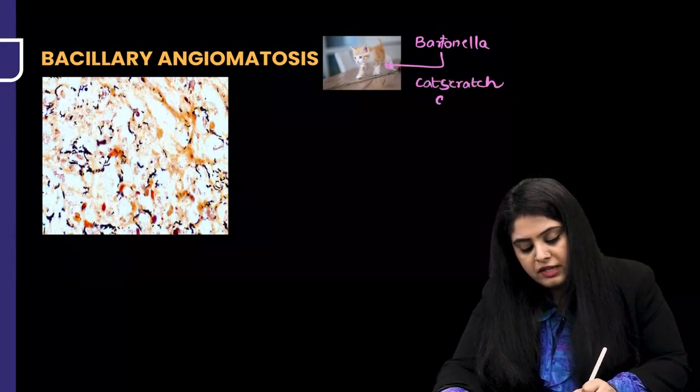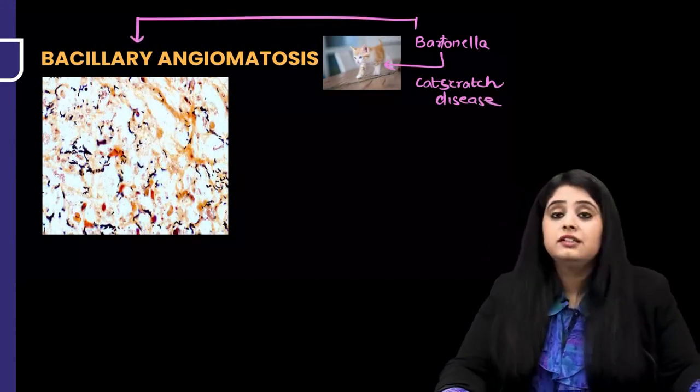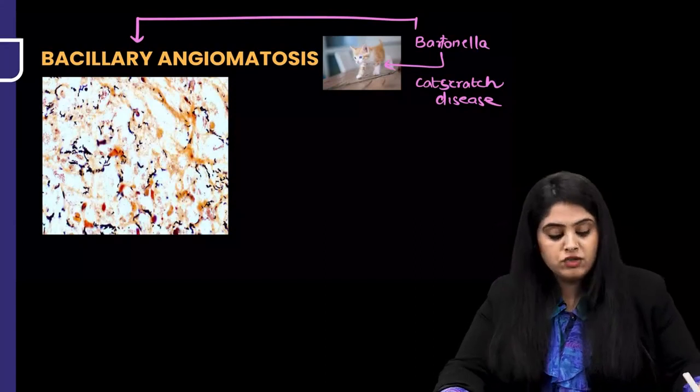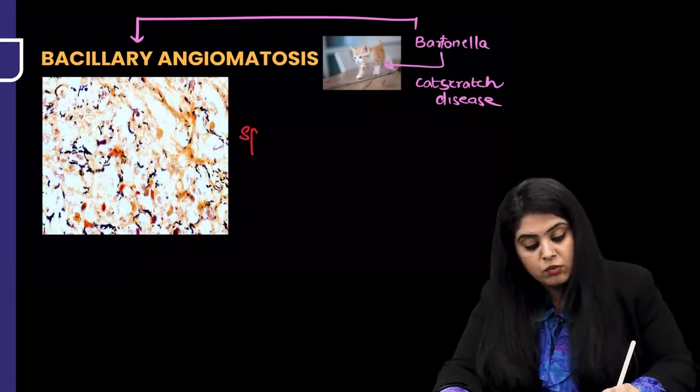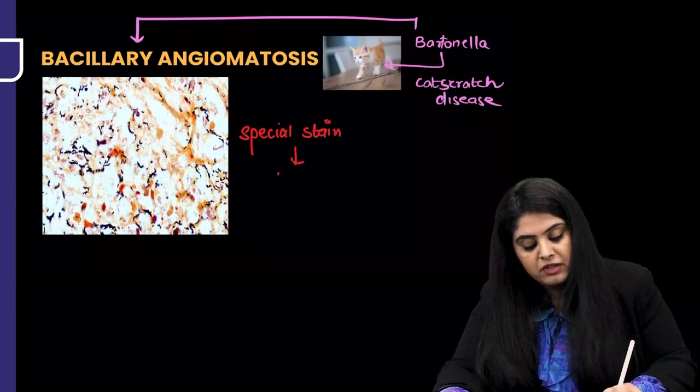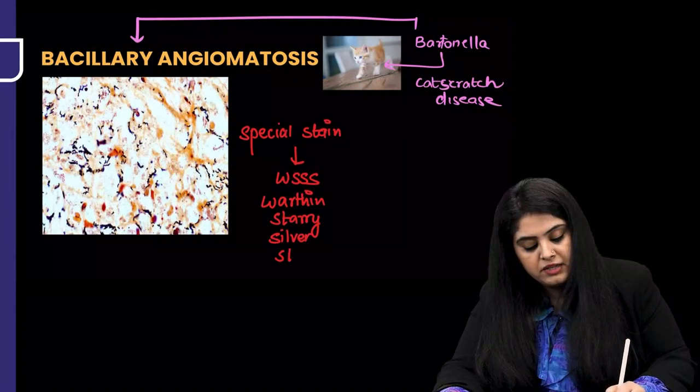Bartonella also causes cat scratch disease, and now I'm saying Bartonella henselae also causes this blood vessel problem, bacillary angiomatosis. So in microbiology, they ask you what is the special stain for Bartonella henselae. The special stain for Bartonella henselae is Warthin-Starry silver stain, WSSS. Warthin-Starry silver stain is what you have in Bartonella henselae.